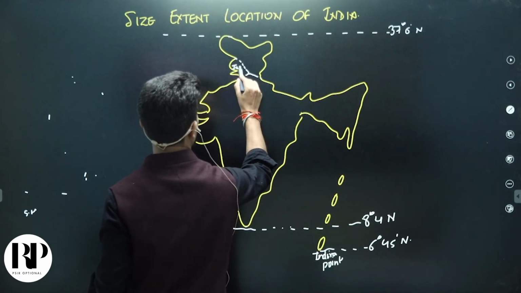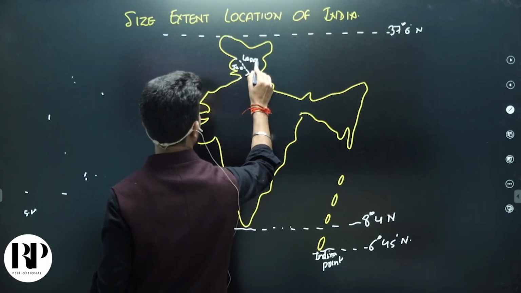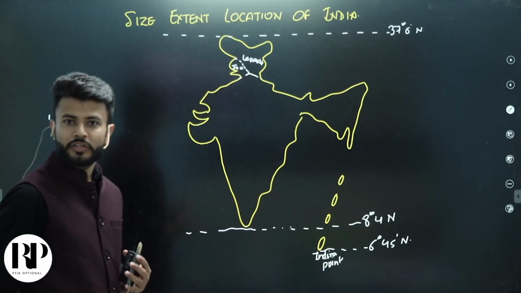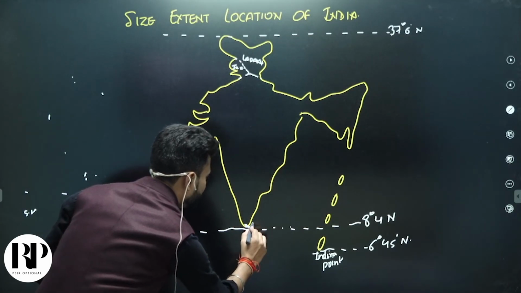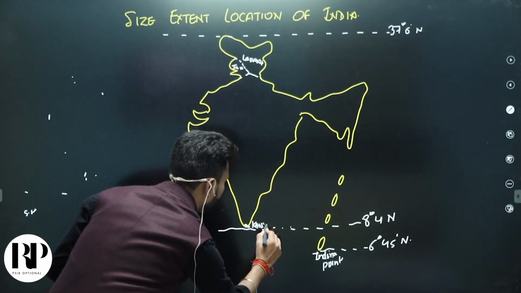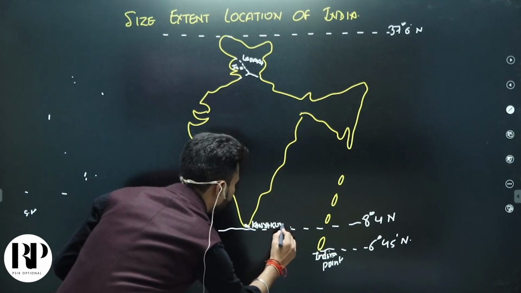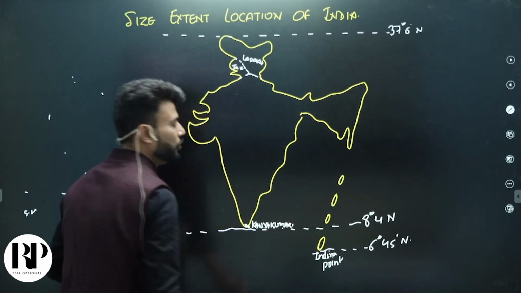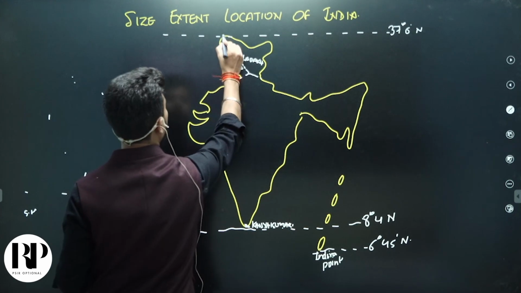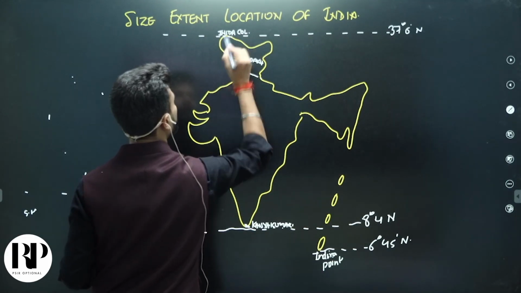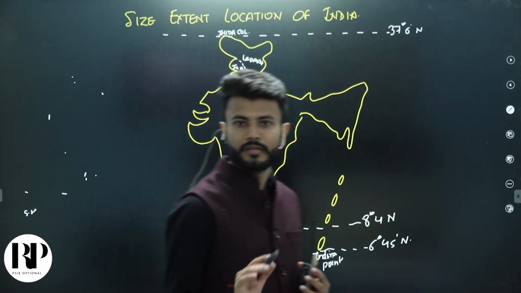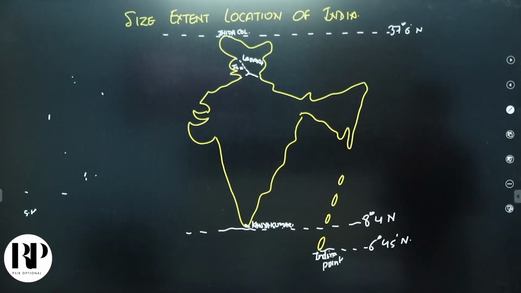Okay, so here you are having J&K and here you are having Ladakh. Right? So the northernmost point of India, here the southernmost point of India's mainland is what? Kanyakumari. The northernmost point of India is what? Indira Col. ठीक है, इतना क्लियर है? Okay, so this is the latitudinal expanse of India.